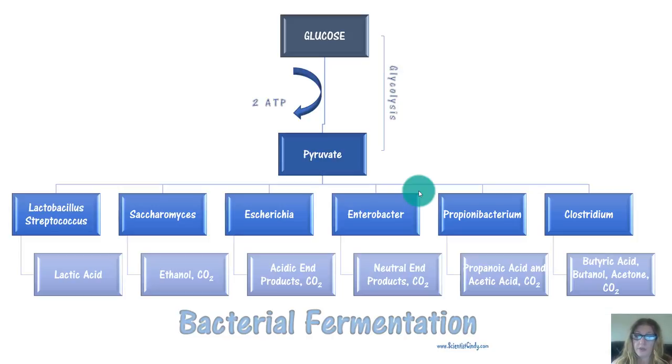E. coli, or Escherichia coli, is going to create acidic end products along with carbon dioxide. Enterobacter is going to create neutral end products. Propionic acid and acetic acid are going to be created by Propionibacterium, and Clostridium is going to produce butyric acid, butanol, and acetone.